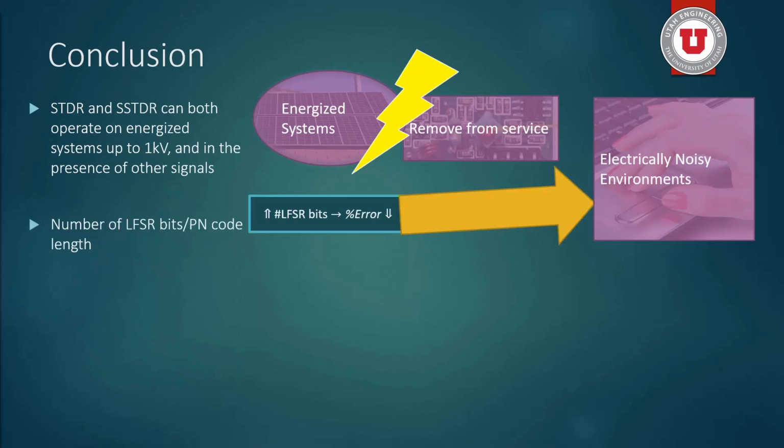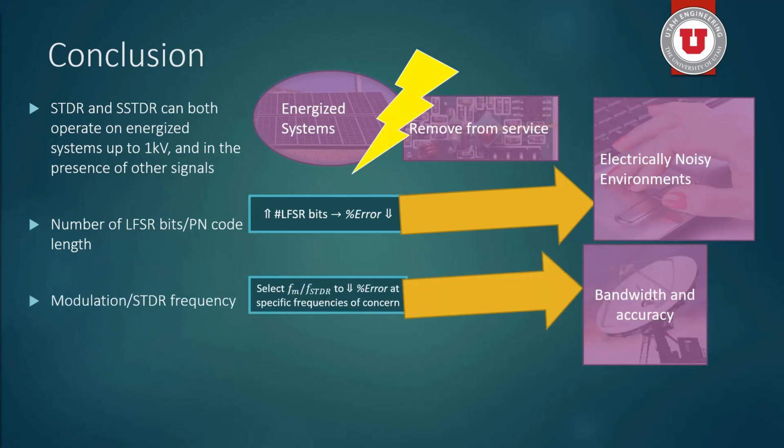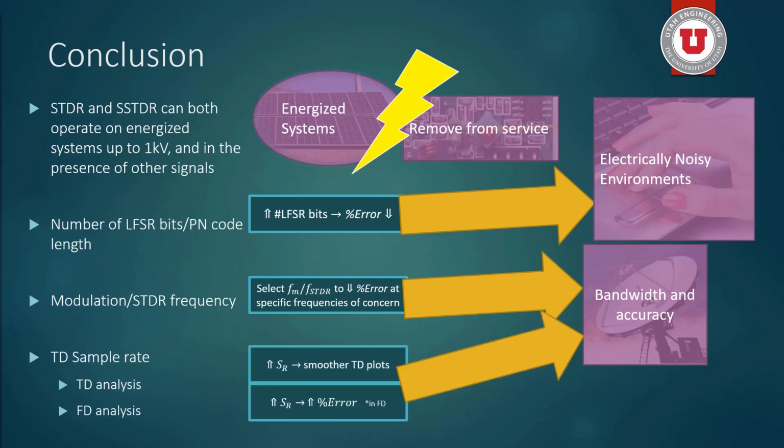We can maintain high accuracy of extracted impedance by using long PN codes as the base of our incident test signals. Additionally, we can decrease the length of the PN code to reduce computation efforts if the measurement does not require high precision. We can tailor the measurement to provide highly accurate results at frequencies of concern simply by adjusting the modulation frequency. We can also use the modulation frequency to sweep a very wide band of frequencies to build a more encompassing frequency response of a load. And lastly, we know that increasing our sampling rate does not provide additional frequency domain analysis benefits, but it does for the time domain analysis.